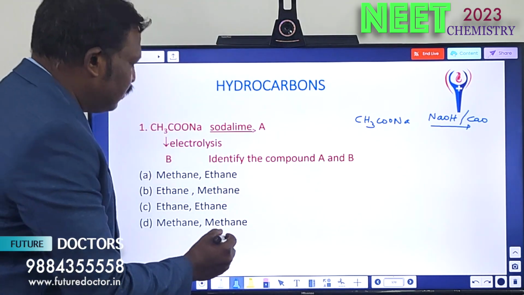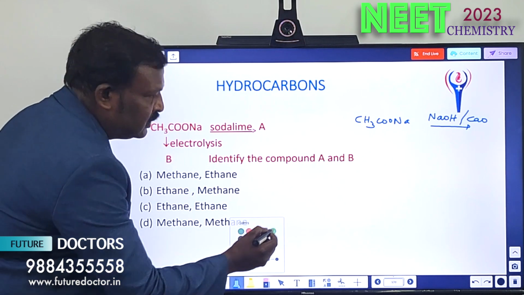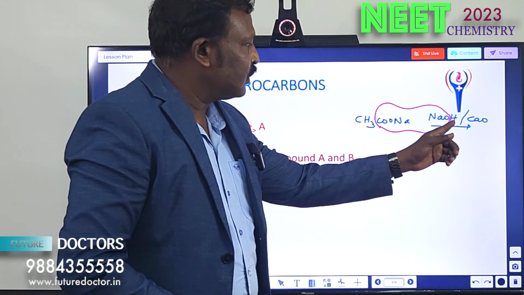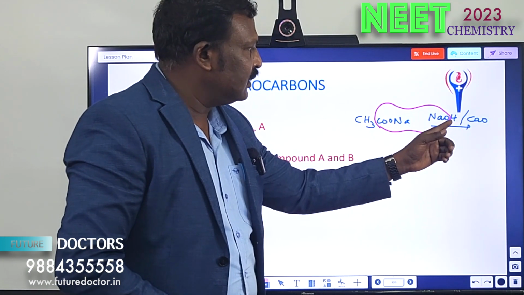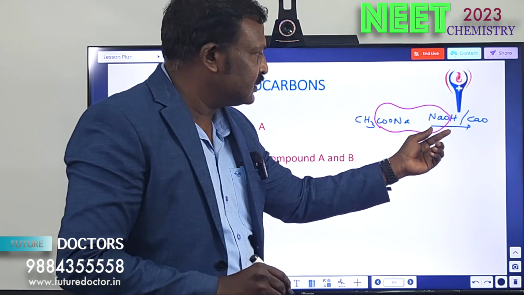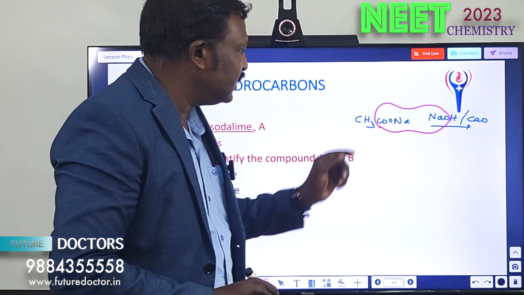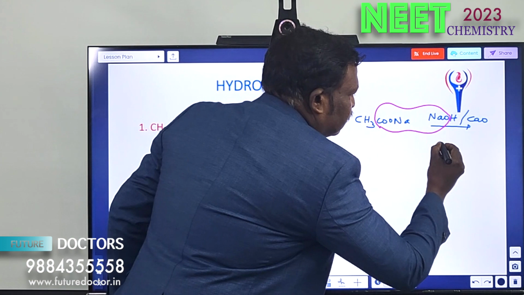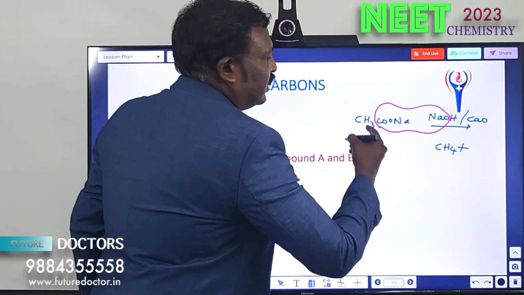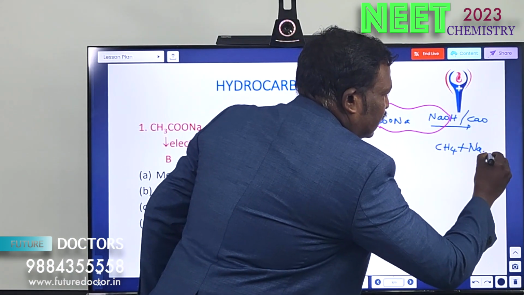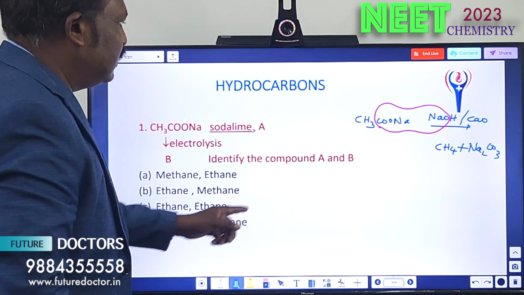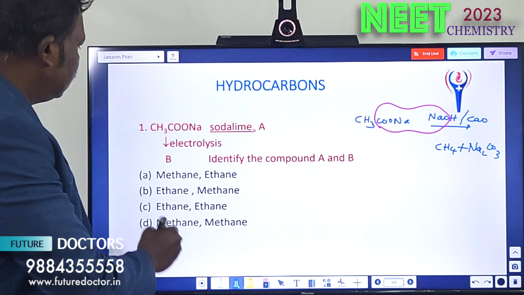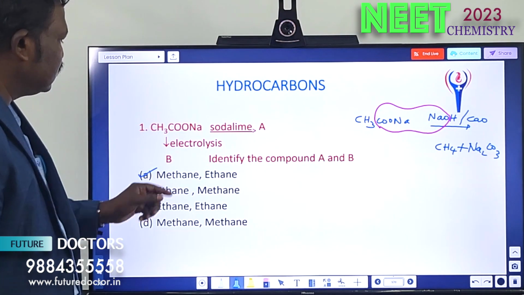How is the CO2 molecule removed? Here, this part will be removed. Only sodium hydroxide is involved in the reaction. Then H here, CH3 here. Now we get the product methane, the simple one, plus sodium carbonate, Na2CO3. Are you following? So here, option A, and the A is methane. Understood?